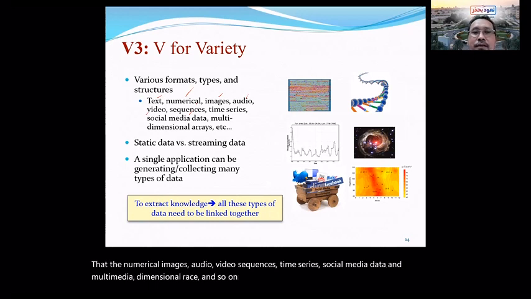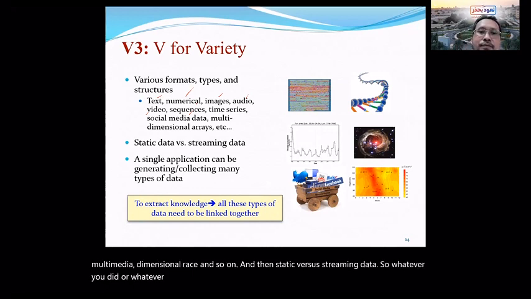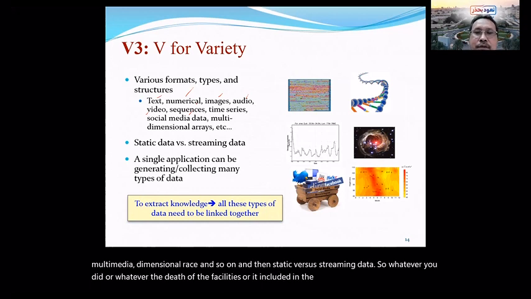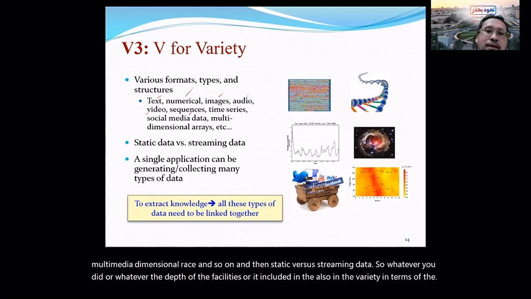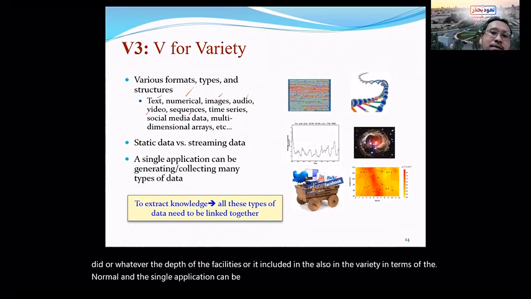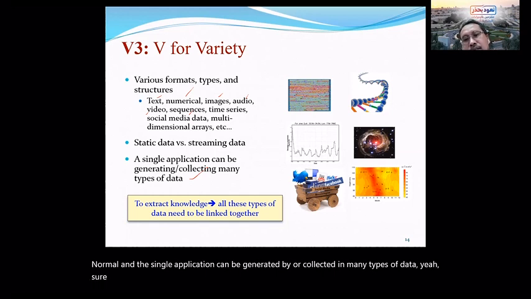And then static versus streaming data. So whatever the data is, it is included in the variety requirement. A single application can generate or collect many types of data, so we need to extract the knowledge from all these types of data.